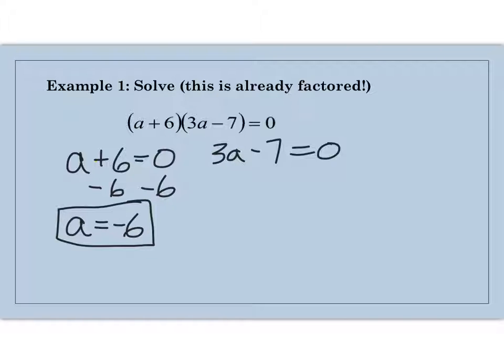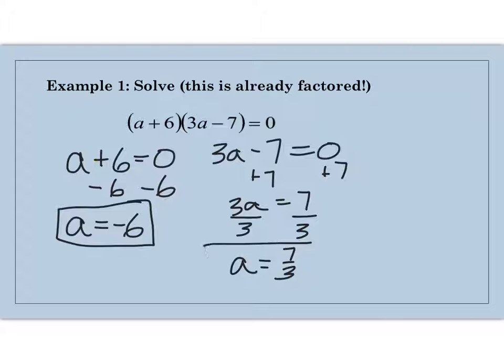The second one, I have 3a minus 7. Remember, to solve this, we can't touch the term with the variable in it. You always have to do the addition or subtraction stuff first. So we need to start by adding 7 to each side. So we'll get 3a equals 7, and this is 3 times a, so I need to divide both sides by 3. And you can leave this as a fraction, or you can change it to a decimal, doesn't matter. But a equals 7/3.